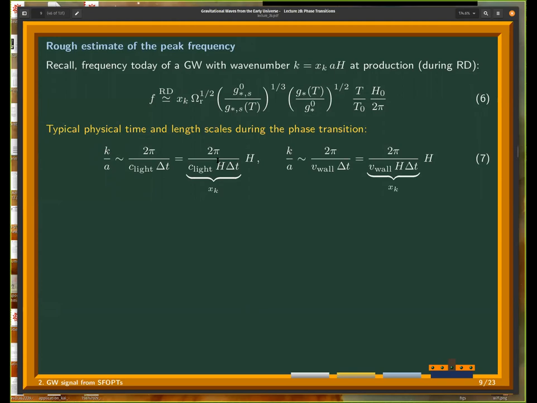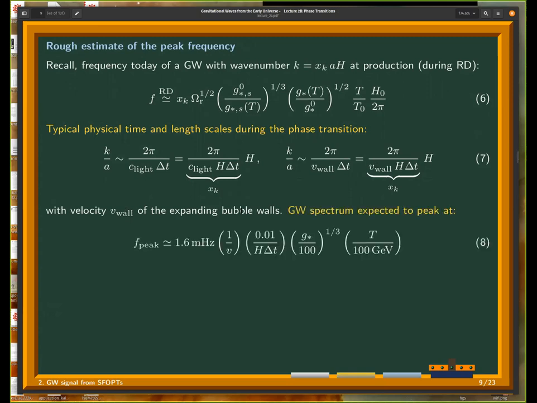It might also be that the bubble walls move at a speed slightly lower than the speed of light. Then I can just repeat this exercise. So I estimate that the typical scale in the problem will be 2 pi over the typical duration times the wall velocity, which is not necessarily the same as the speed of light. And then I find a different estimate for my XK. So again, I multiply by H, I divide by H, and the prefactor is XK. V wall is the velocity of the expanding bubble walls. And I take this estimate for XK and just plug it in here.